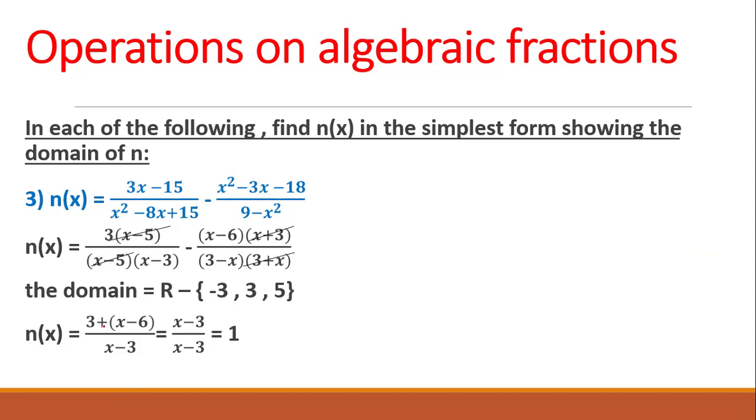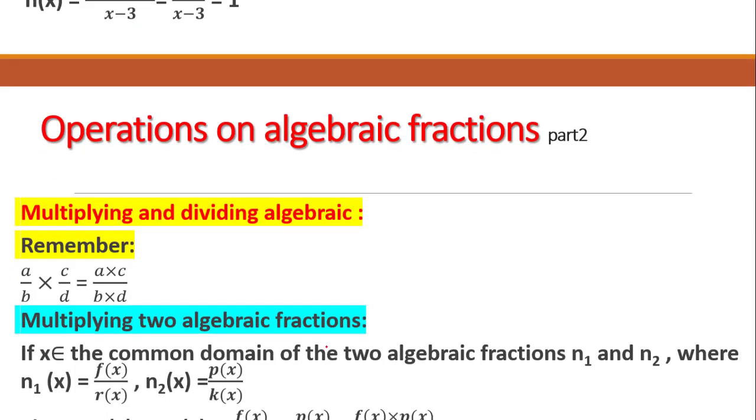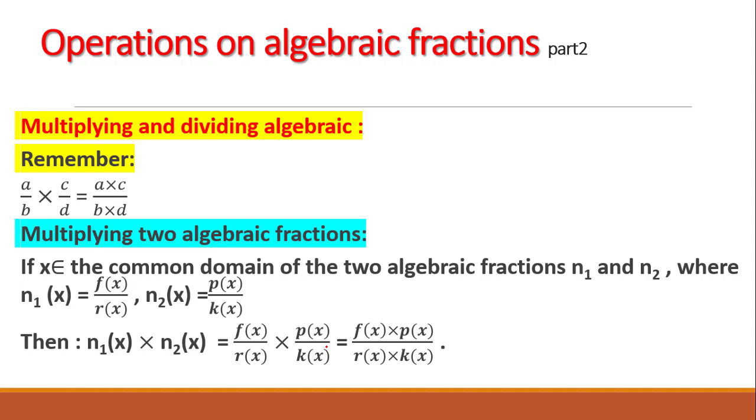So here I have 3 plus x minus 6 over x minus 3, and this is a common base. So 3 and negative 6 equals negative 3. So here I have x minus 3, and here I have x minus 3. The result will be 1. Okay, so this is this one. What about multiplication and division?